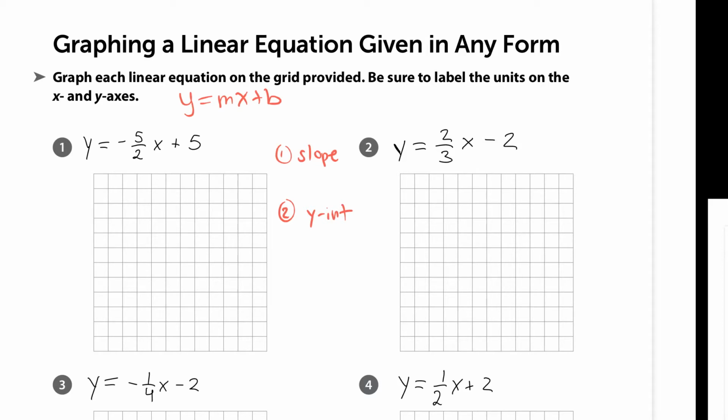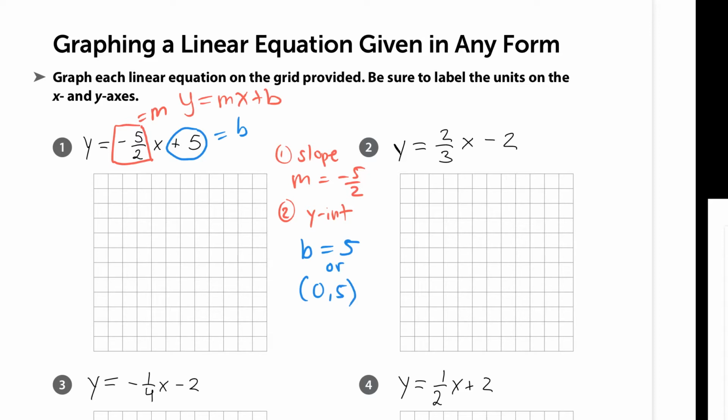Okay, slope or m is going to be in front of the x always. So this number will be my slope or my m. And then b is always the constant that comes after x. So in this case, this will be b. So m will be -5/2. And your y-intercept will be +5. Or remember, it's always at (0, 5).